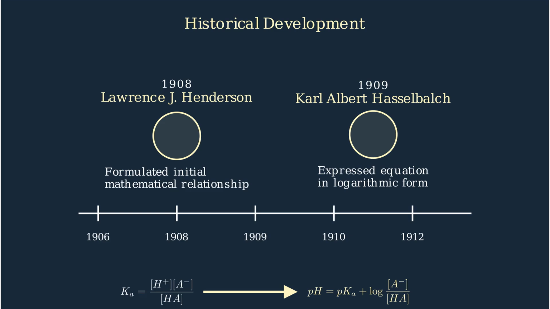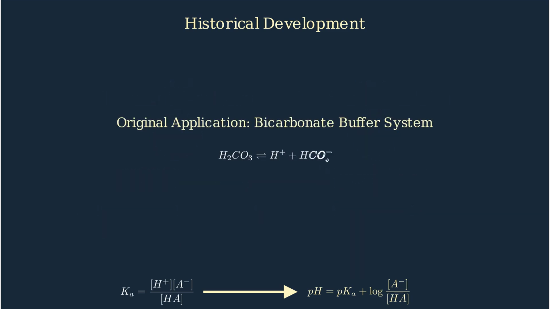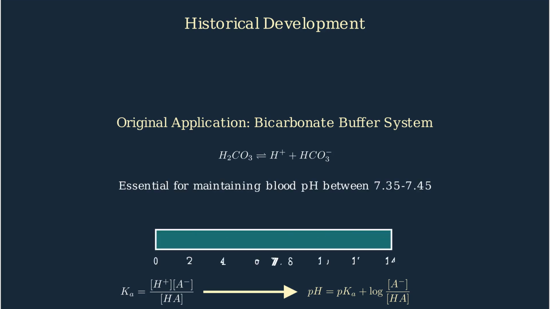The equation was originally developed specifically for bicarbonate buffer systems, which consist of carbonic acid in equilibrium with bicarbonate ions. These buffer systems are crucial in biological processes, particularly in regulating blood pH, which must be maintained within a very narrow range between 7.35 and 7.45. This equation became foundational in chemistry and biochemistry, enabling scientists to predict and control pH in various buffer systems.